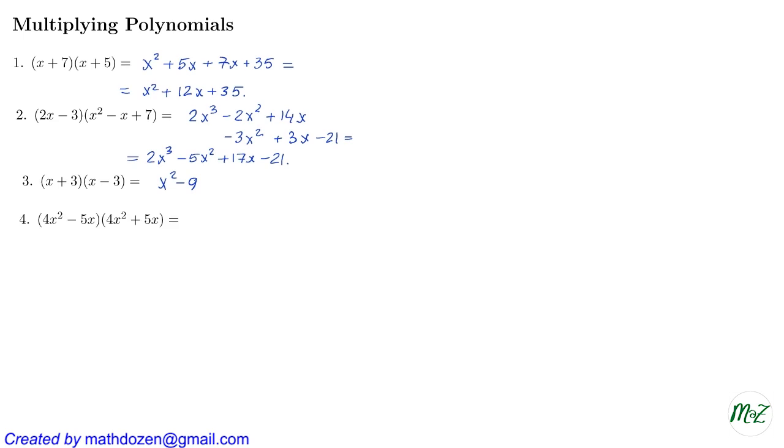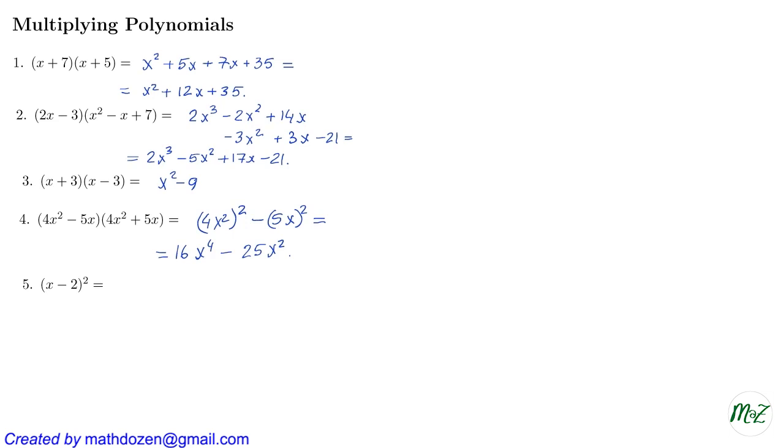This is an extended version of the previous problem. We have the difference of terms multiplied by the sum of the same terms. So I'm gonna get the square of the first term minus the square of the second term. Then we need to square all the terms carefully. So we need to square both the coefficient and the x terms. We're gonna get 16x to the 4th when we square both 4 and x squared. And then we're gonna get minus 25x squared. Once again we need to square 5 as well as x.